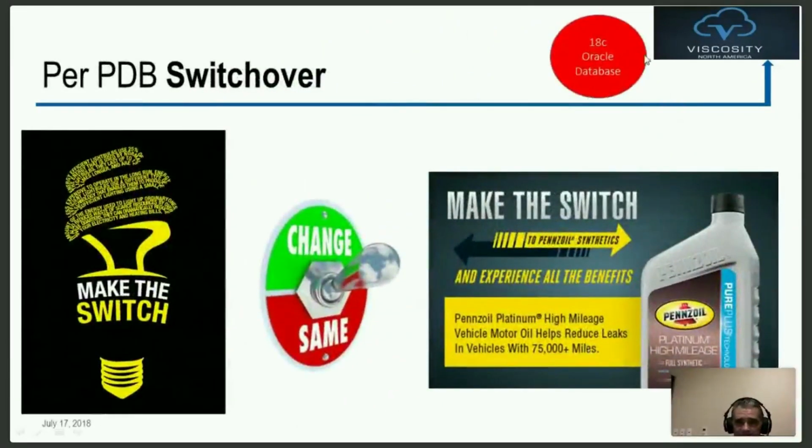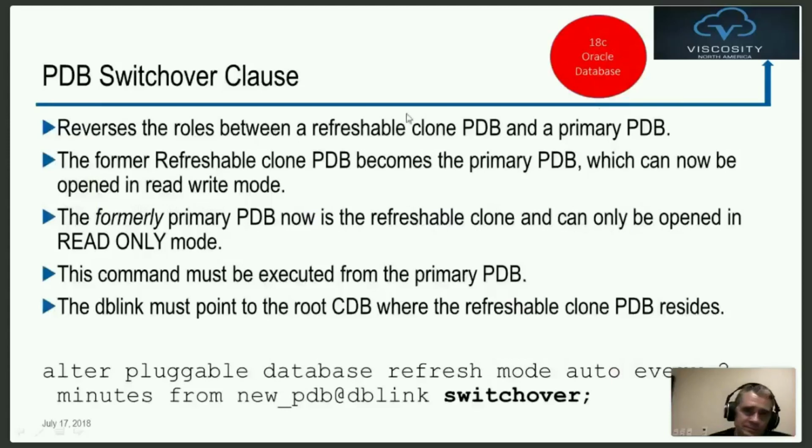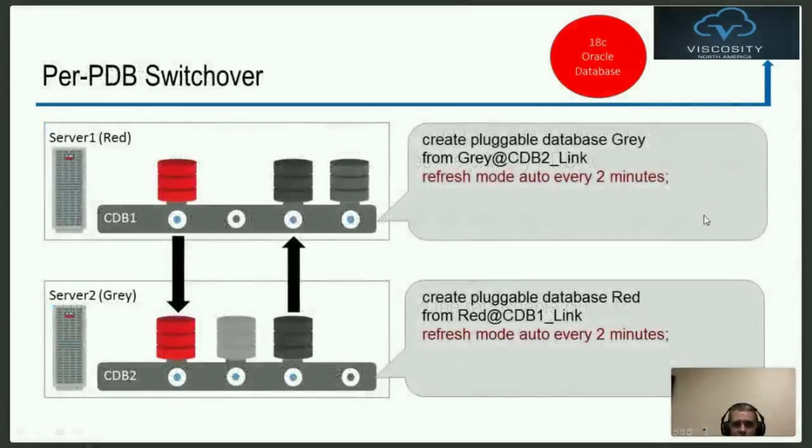Also in 18c, and I forgot to say when I do 18c, I have this little 18c logo here. Per-PDB switchover reverses the role between a refreshable clone PDB and the primary one, switching the two around so that now the refreshable clone becomes the primary and the primary becomes the refreshable clone. I'll show you how that works here.